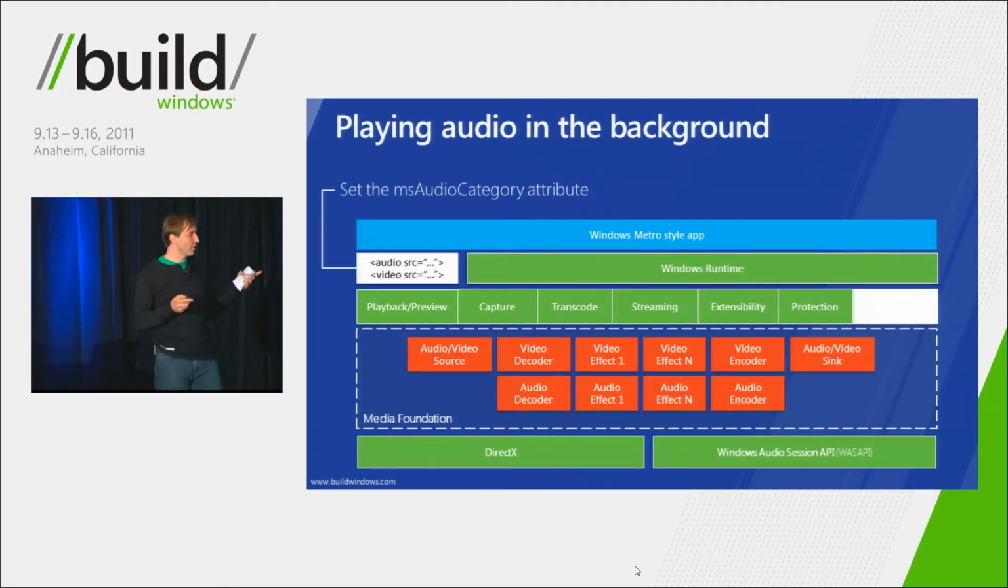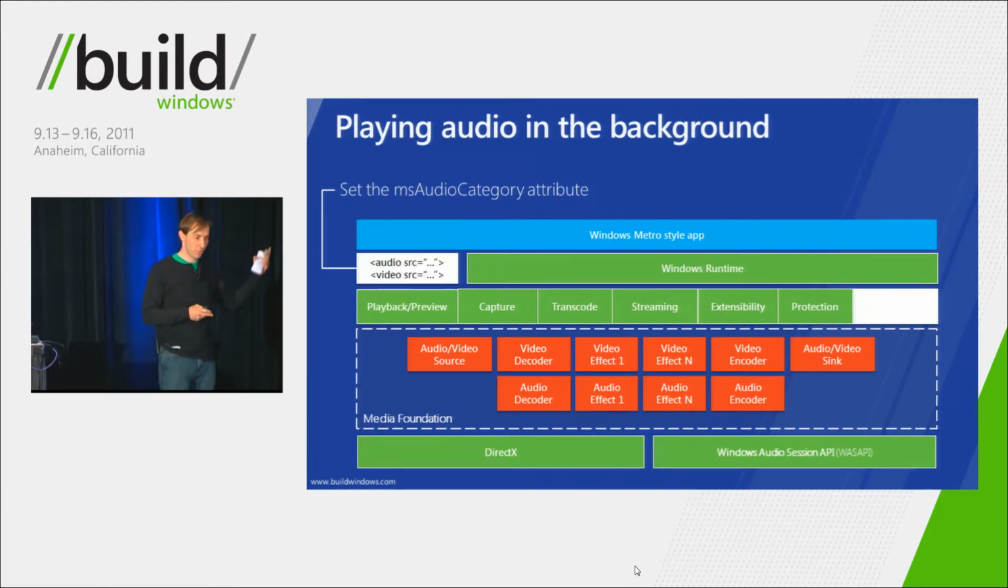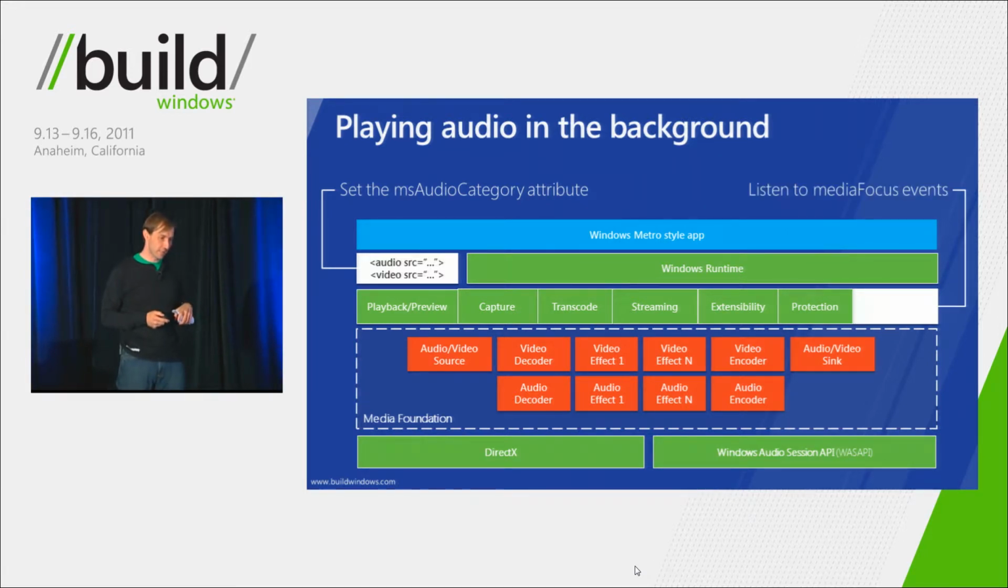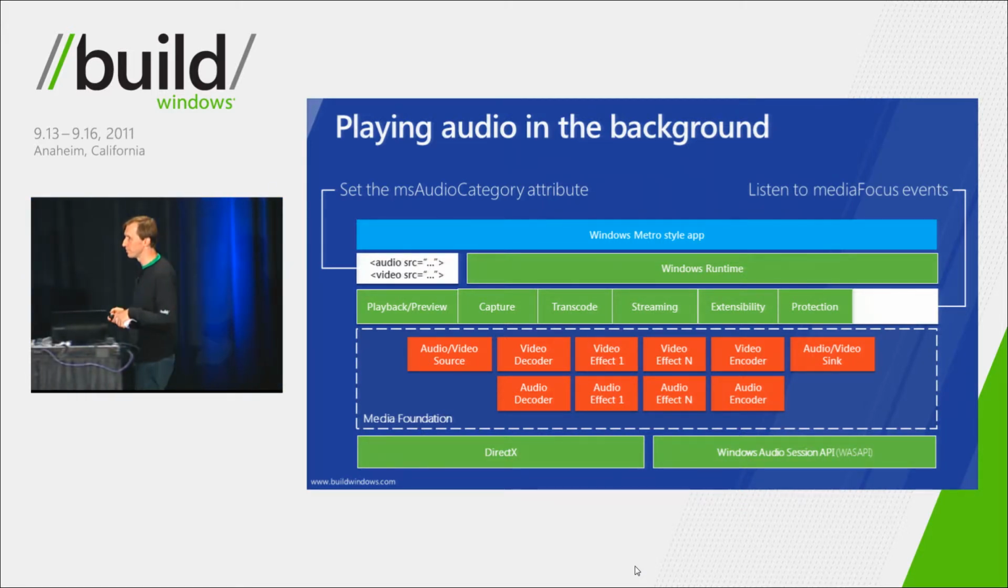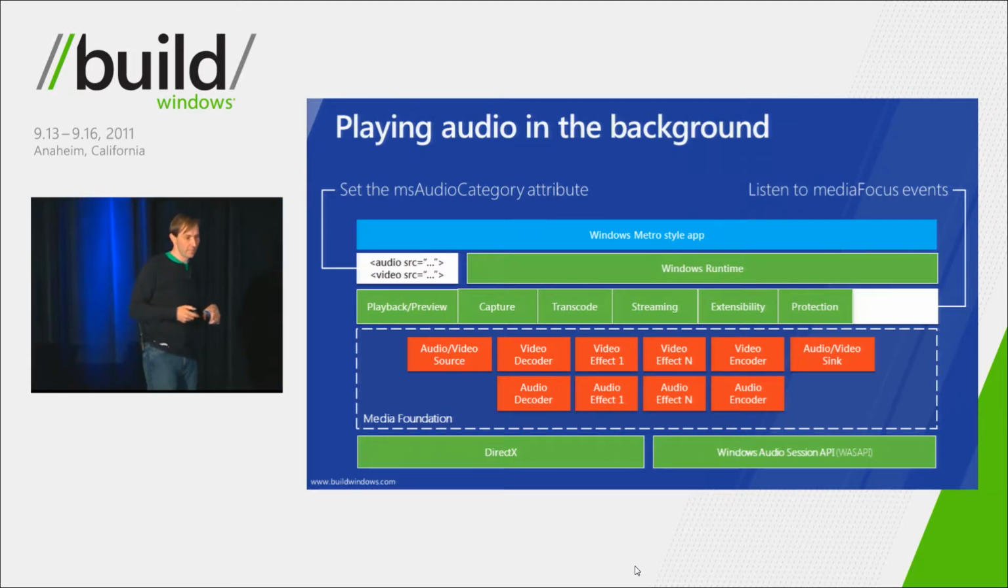If you set the category to the appropriate value, that's the first thing you need to do. If you want to do playback in the background, it would have to be media, narration, or communication, as I'll show you on the next slide. And then, there should be the media control API. Here is where you would listen to media focus events. Obviously, white on white is not very well visible.